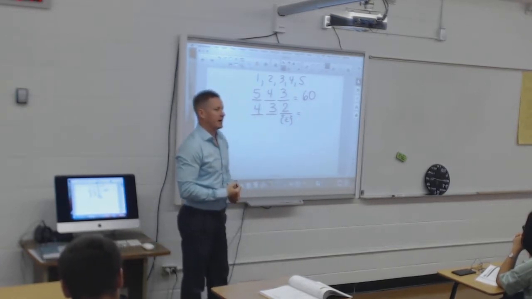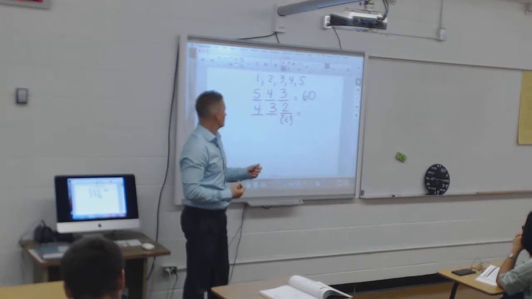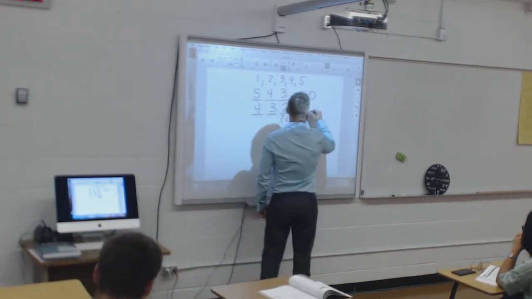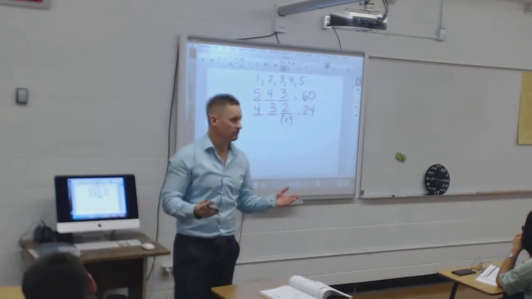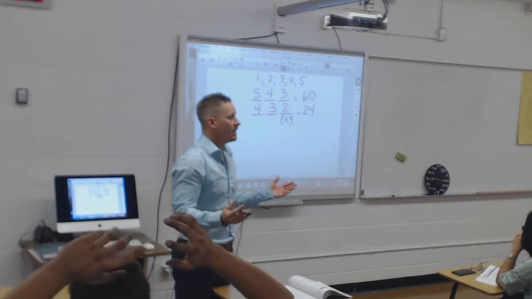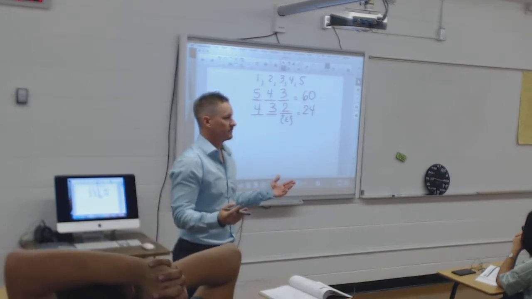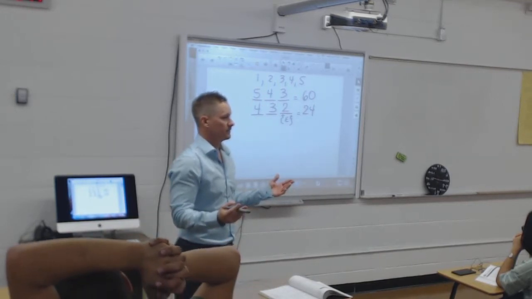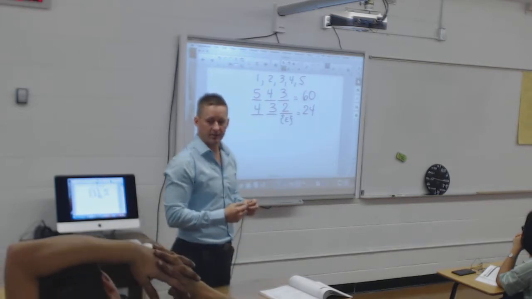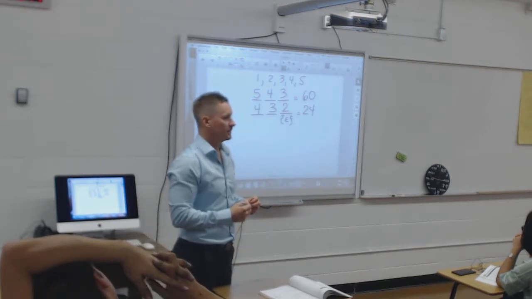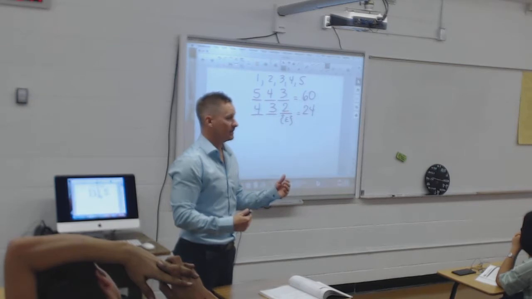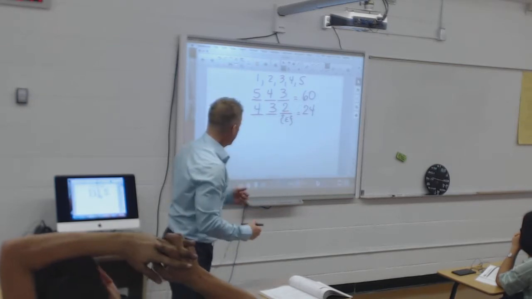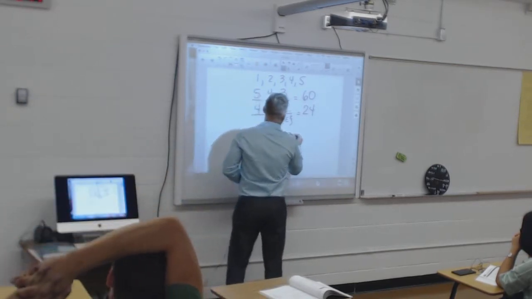How many even numbers can I have out of 5 digits? 24. How many odd numbers do I have? 36. Exactly. You got 24 even numbers out of the 60, so how many odd ones would you have? 36. Let's check and make sure.